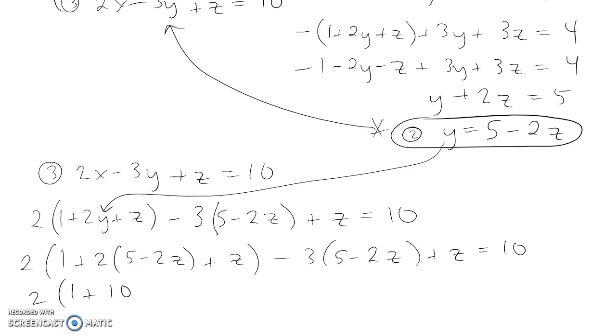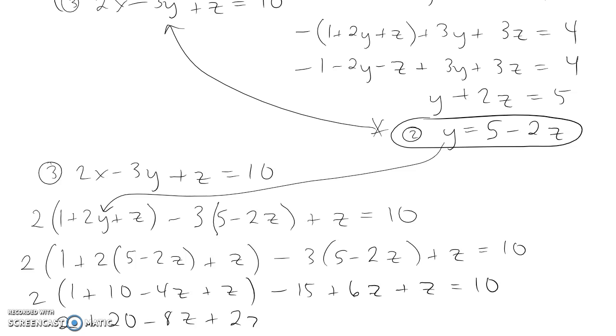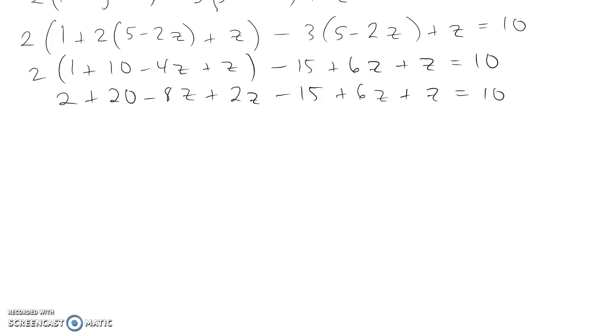1 plus distributing, 10 minus 4z plus z minus 15 plus 6z plus z equals 10. And then we distribute this 2. We have 2 plus 20 minus 8z plus 2z minus 15 plus 6z plus z equals 10. I'm going to collect all my z's. Let's see, I have negative 8 plus 2, that's negative 6, plus 6 is 0. Z! I love it! And then 2 plus 20 is 22, minus 15 is 7.